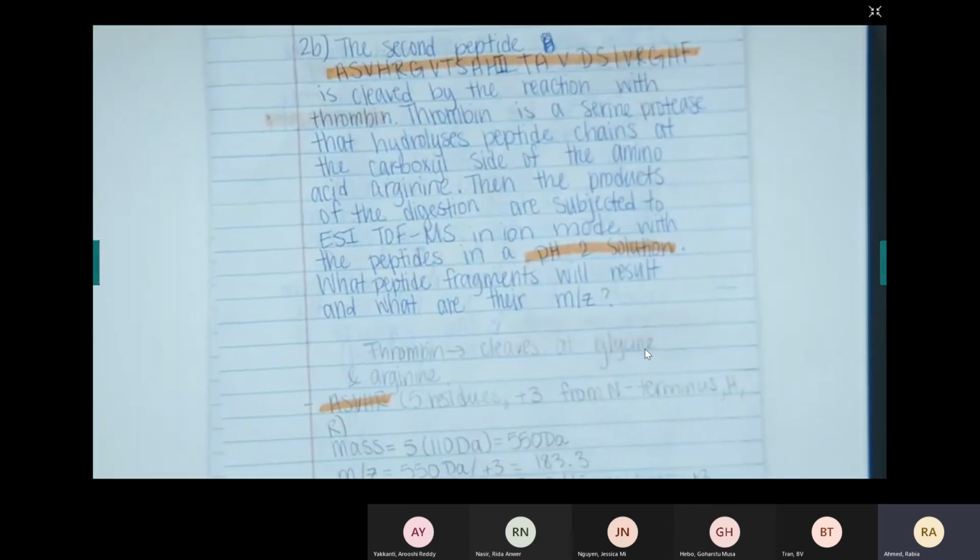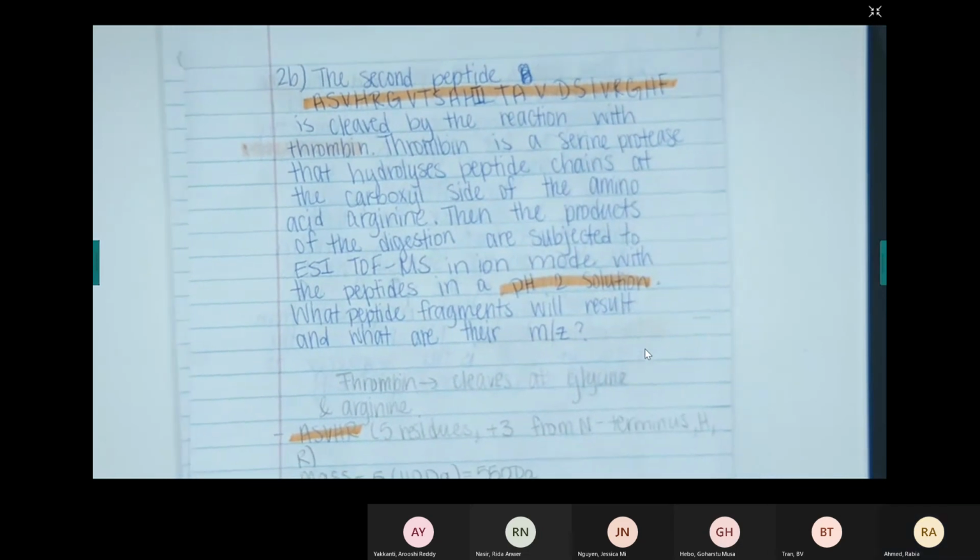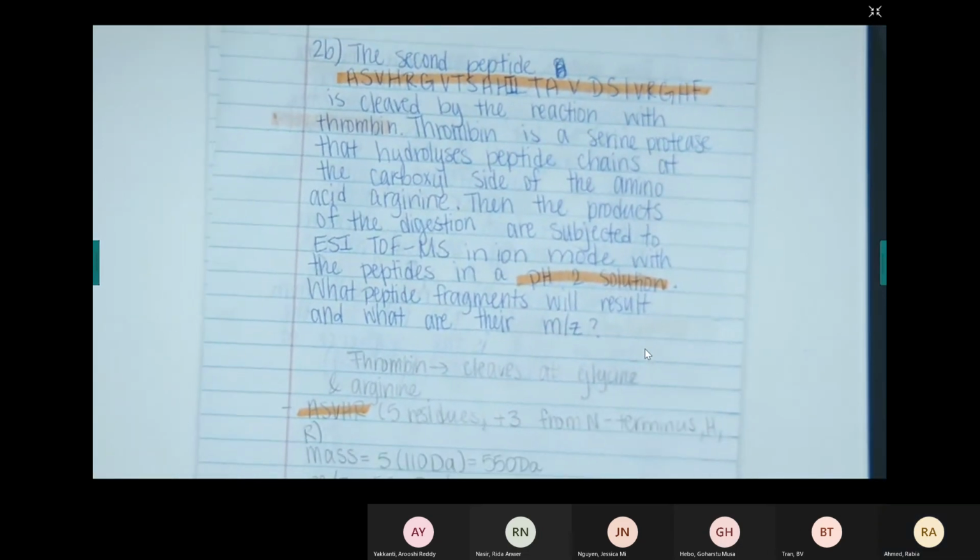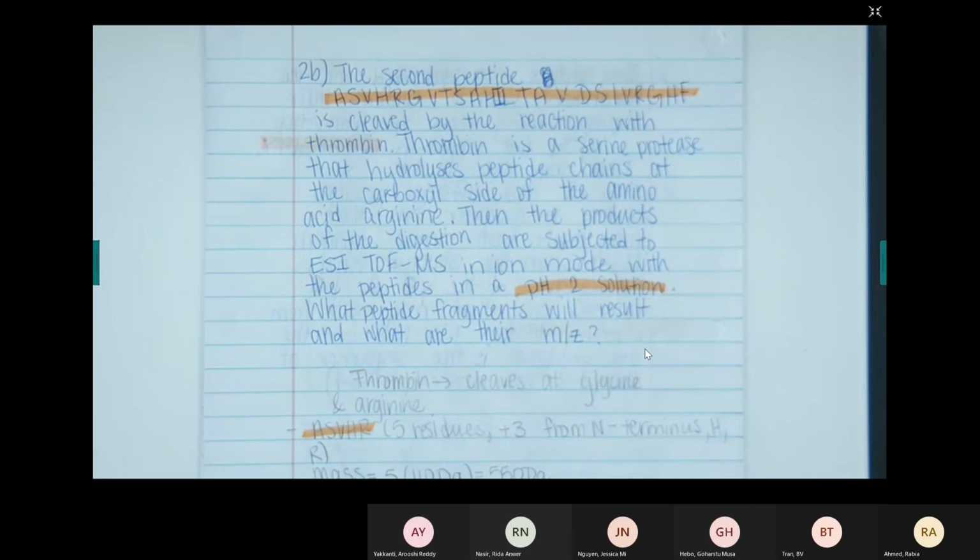Okay, this one is a long peptide. The second peptide, I'm not going to read that, is cleaved by the reaction with thrombin. Thrombin is a serine protease that hydrolyzes peptide chains at the carboxyl side of the amino acid arginine. Then the products of digestion are subjected to ESI, TOF, MS in ion mode with the peptides in a pH 2 solution. What peptide fragments will result and what are their MZ values?